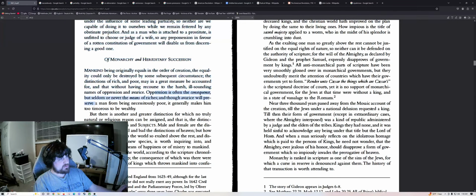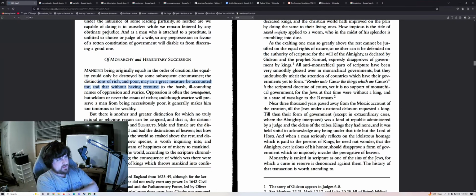Oppression is often the consequence, but seldom or never the means of riches. So he's saying, let's try to parse out what he's exactly going for here. The distinction of rich and poor may be of great measure, but accounting for that without having recourse to the harsh, ill-sounding names of oppression and avarice. Oppression is often the consequence, but seldom or never the means of riches.